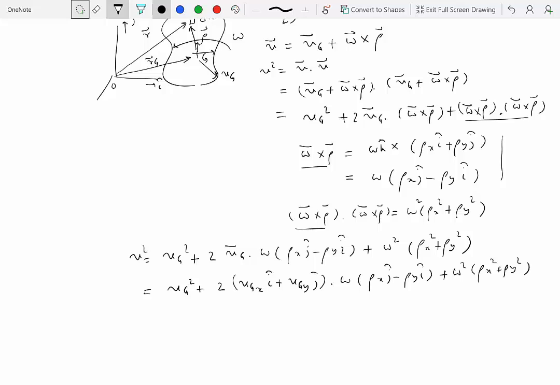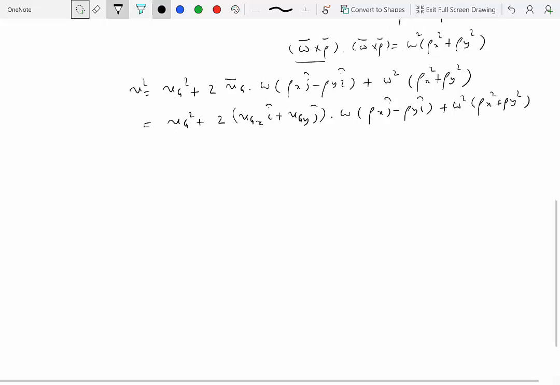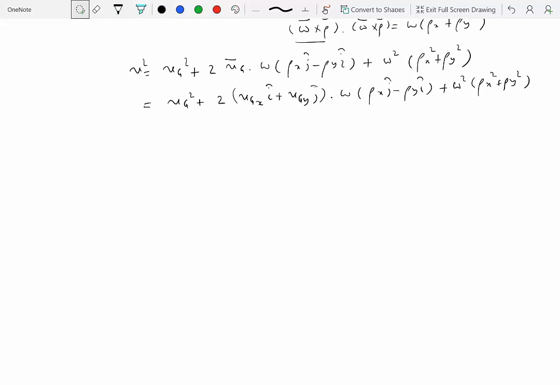If this was not moving in a plane, that means angular velocity would not be in a direction perpendicular to the xy plane, then we won't be able to introduce these simplifications. Okay, so let's take the dot product of the second term in here, and we get 2 times. So i dot j is of course 0, so this would be minus vgx rho y plus rho x vgy, and we have omega plus omega square rho x square plus rho y square, okay.